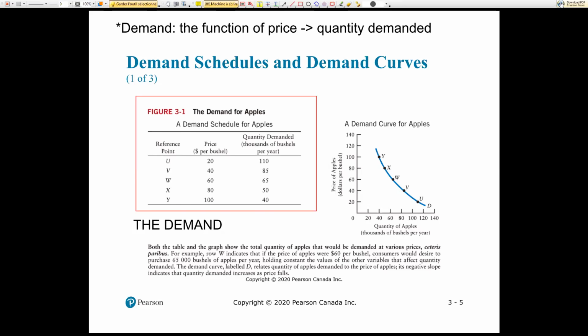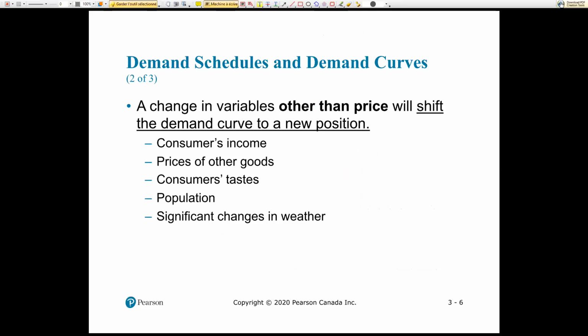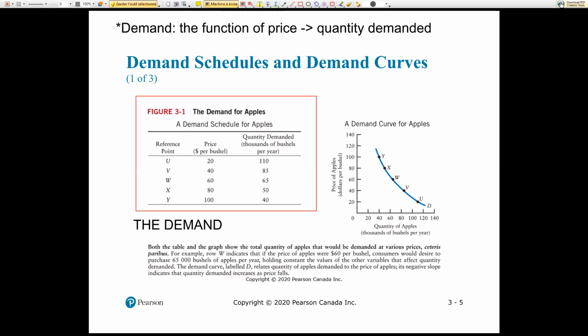All right. Now, this is the demand, and this is ceteris paribus. This is assuming that nothing else is different except the price level and the quantity bought. That's the only thing that changes in this world. Now, can something else change? Of course, many other factors change. And what would that mean for this relation?